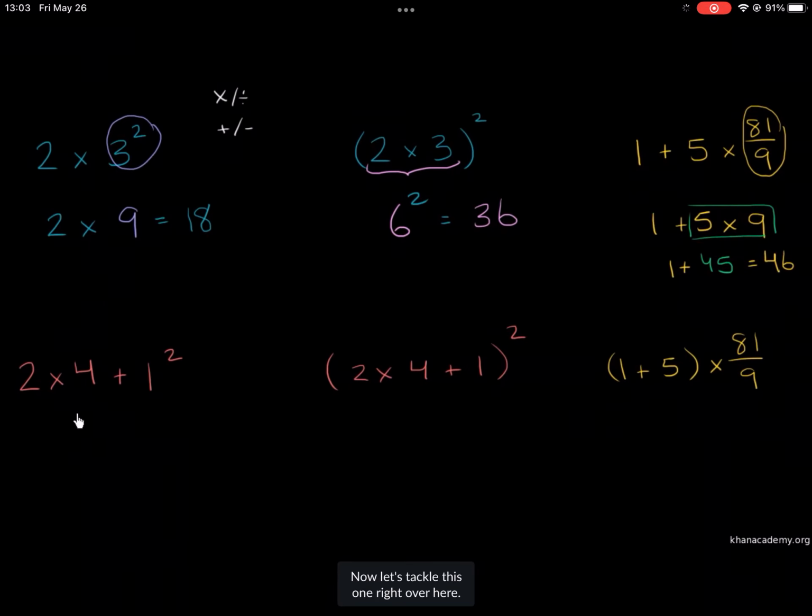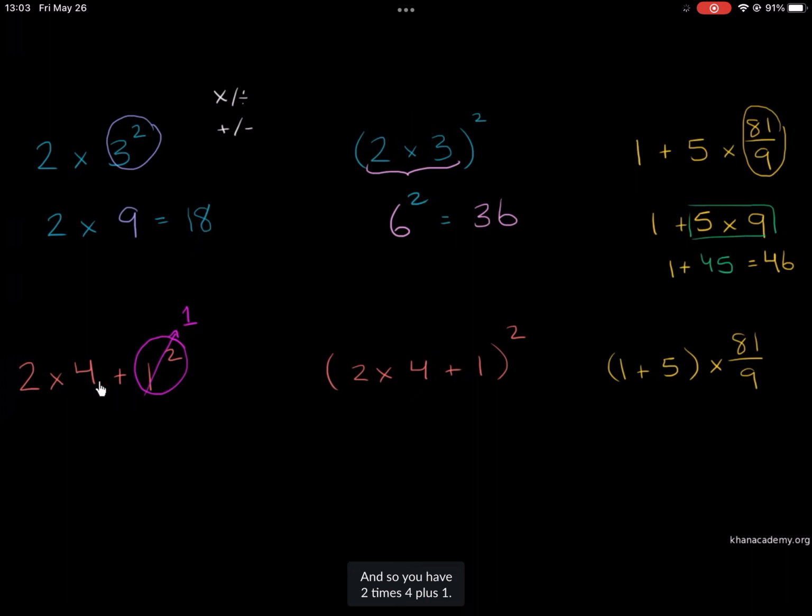Now let's tackle this one right over here. So we would want to do the exponents first. So 1 squared is just going to be equal to 1.